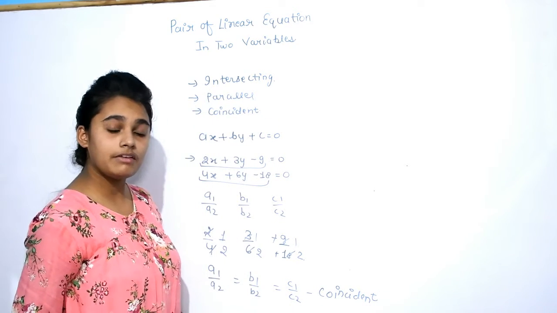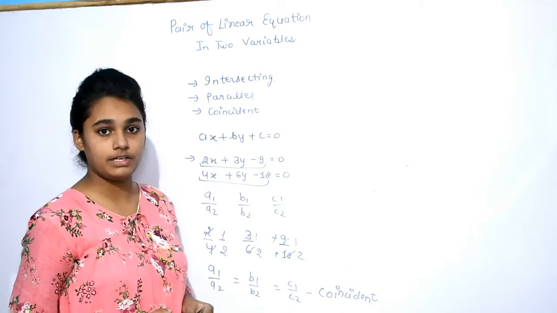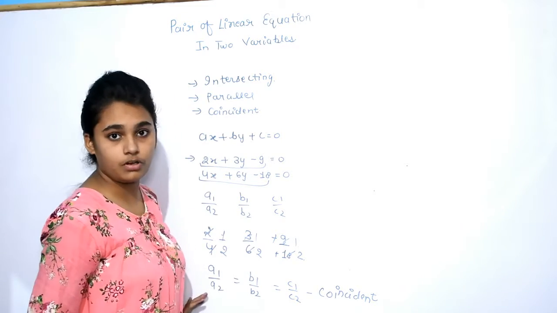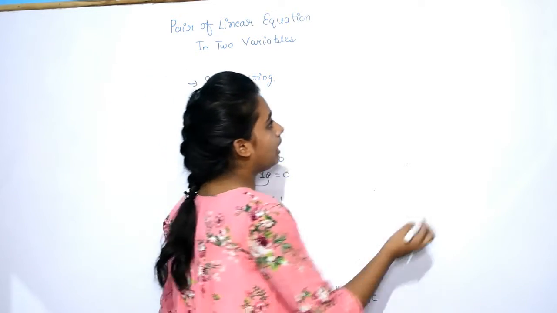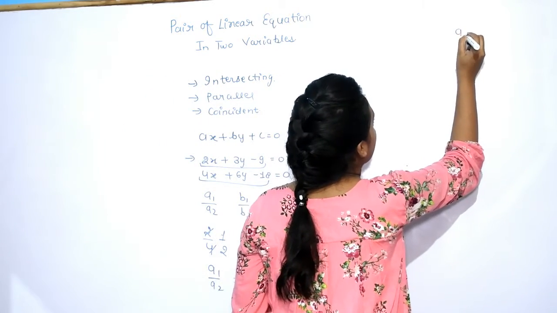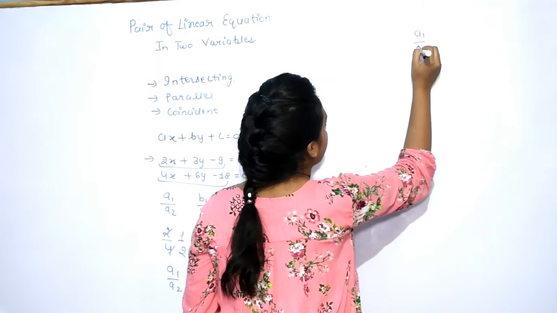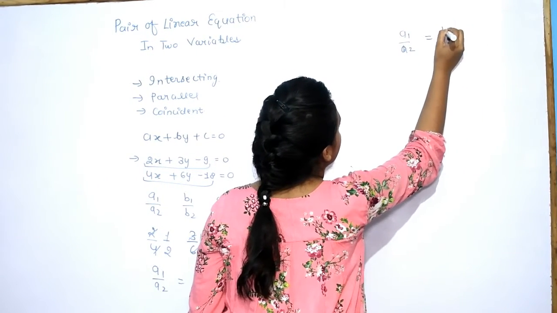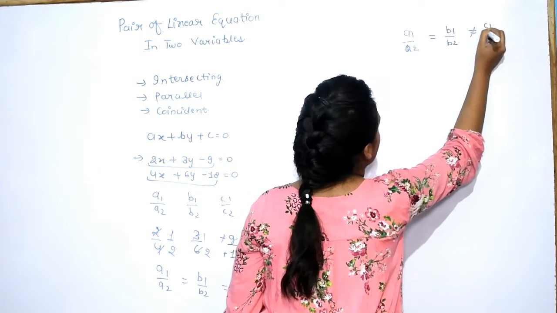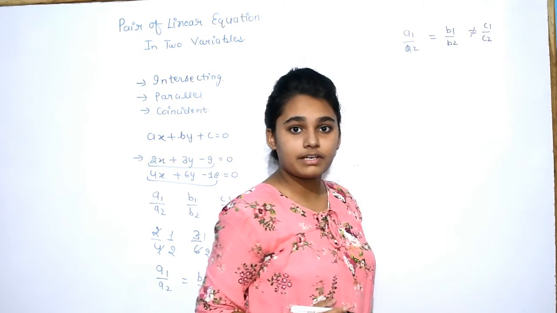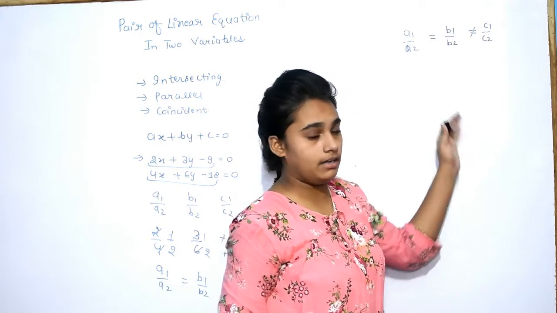So if we have the other pair of equations, how can we find that our line is parallel? See, I am telling. a1 upon a2 equals b1 upon b2 is not equal to c1 upon c2 is the identification that our line is parallel.